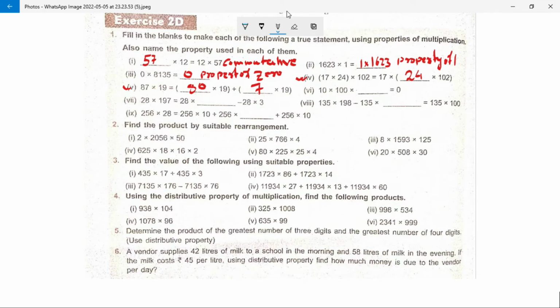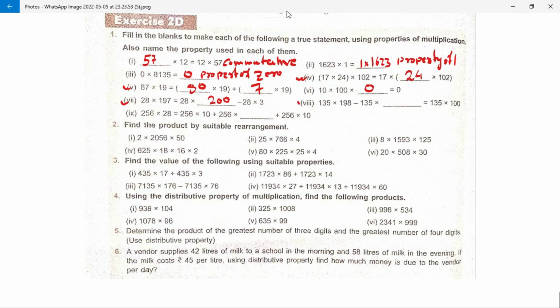Now number 6 will be 0. In the blank we have to write 0. Which property is it? It is the property of 0. In number 7, it is given 28 into 197 will be equal to 28 into 200 minus 28 into 3. 197 we can write as 200 minus 3. So which property is it? It is known as distributive property of multiplication over subtraction.